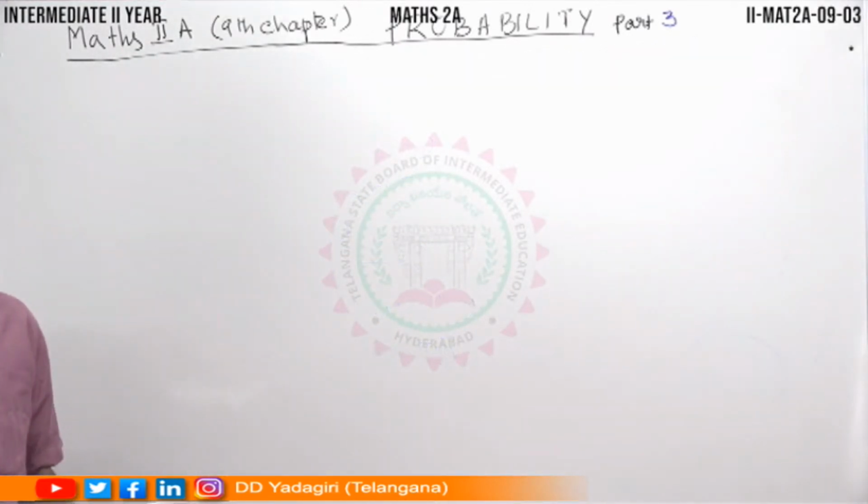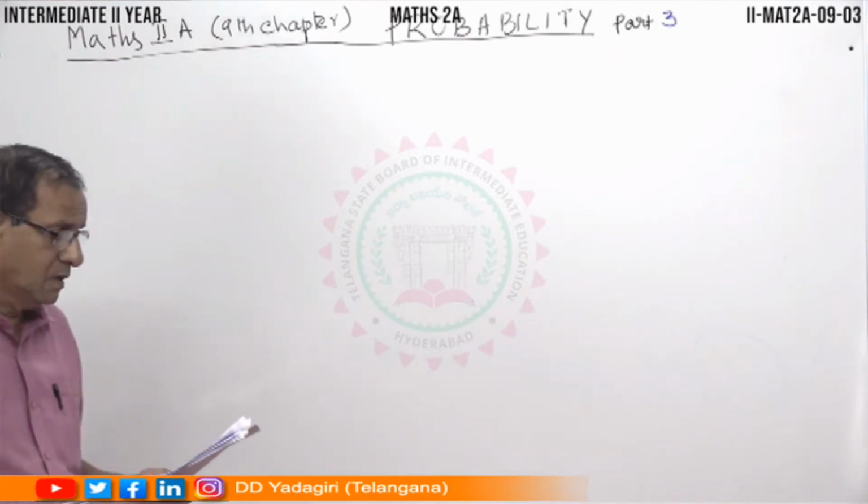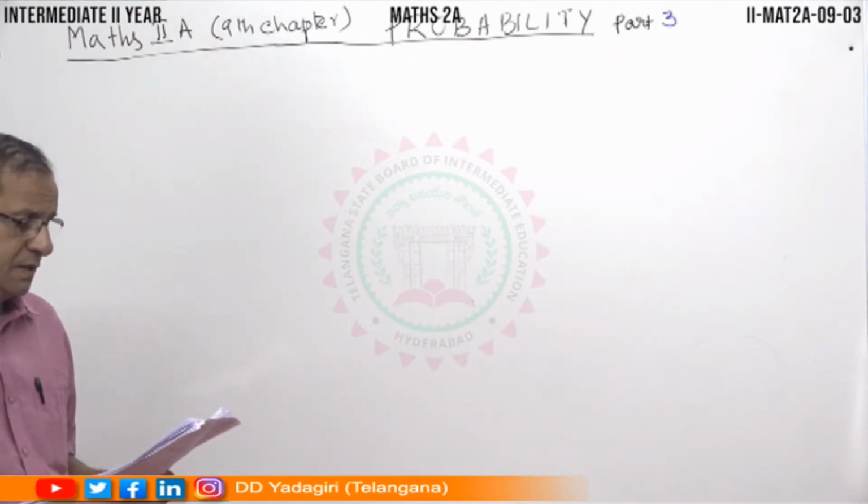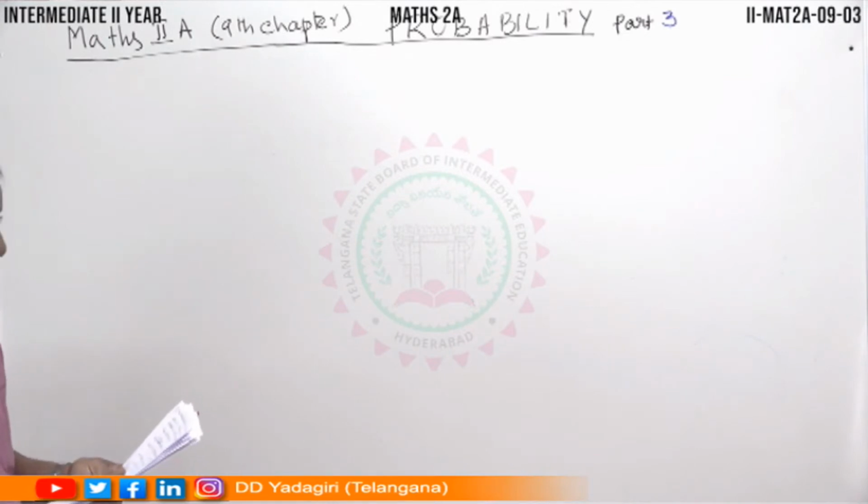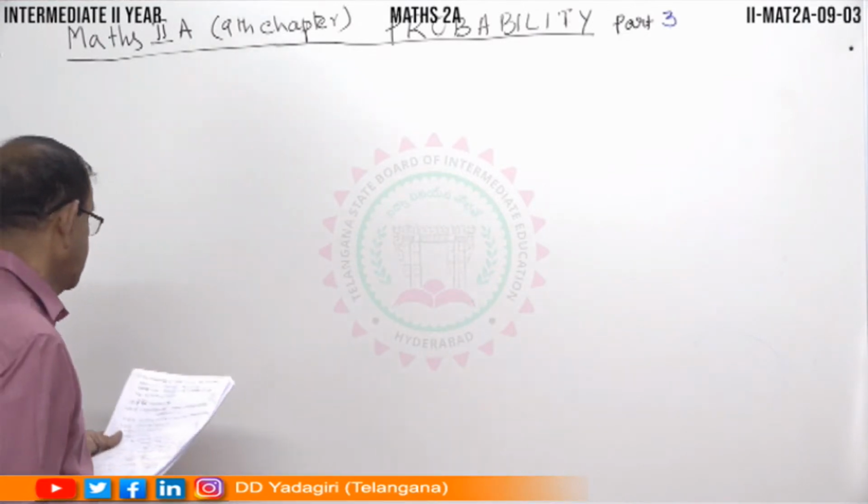Now I'm going to explain one more problem. There are three events A, B, C.